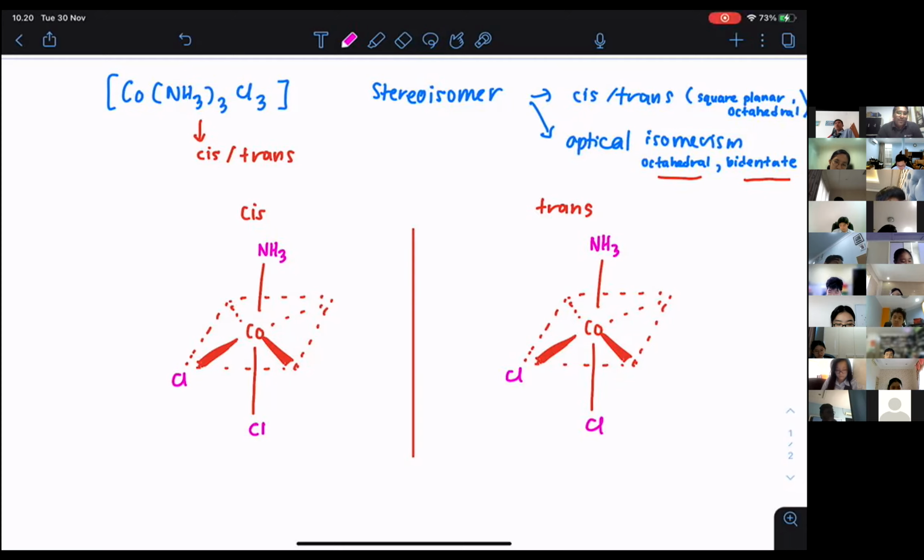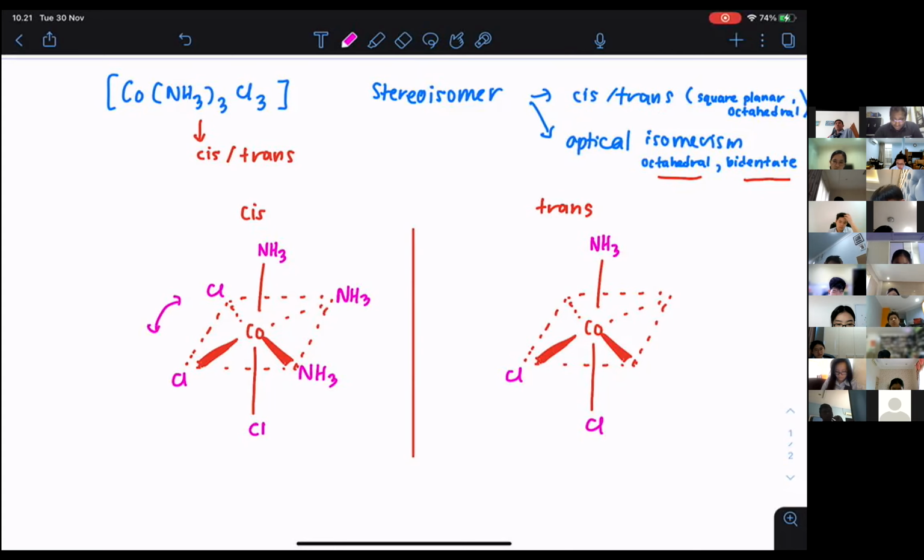If I put Cl over here, this is going to be side by side. Then you put the ammonia here, and you put ammonia over here. This is what we call cis. Why is it going to be side by side? You can see side by side.